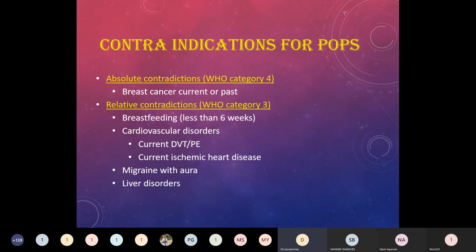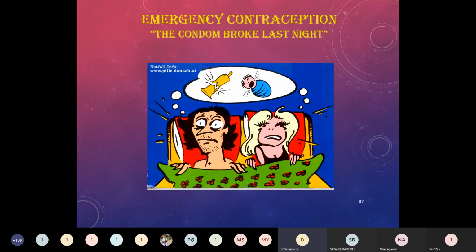In the contraindications, WHO category 4 is current breast cancer or past history of breast cancer. Relative contraindications are breastfeeding less than 6 weeks, cardiovascular disorders, migraine and liver diseases.